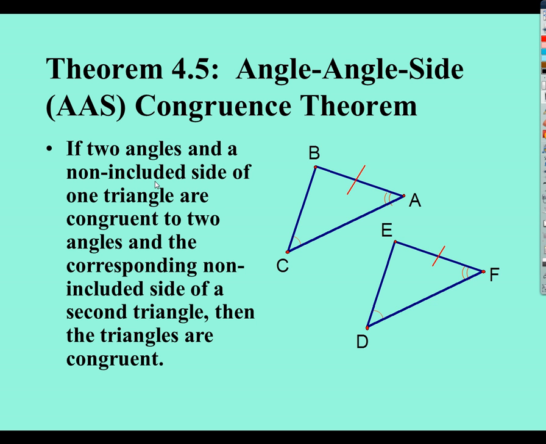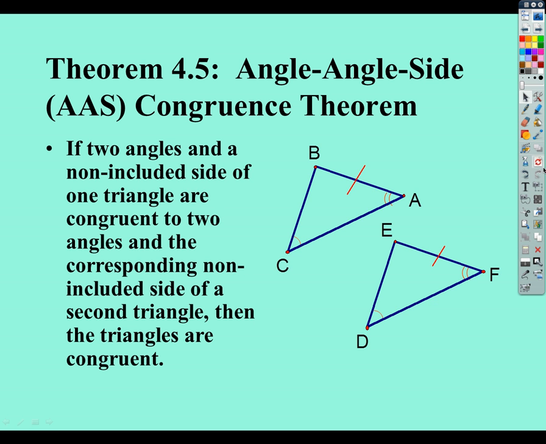If two angles and a non-included side of one triangle are congruent to two angles and the corresponding non-included side of a second triangle, then the triangles are congruent. Now this one is the trickiest by far, because what if we had something like this? What if instead of this side being congruent, it was this side right here? You see that those are not corresponding sides? See what I'm getting at?